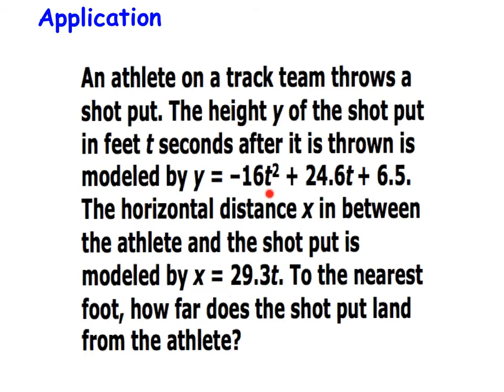We first need to solve for t using the quadratic formula. Then we're going to take that t value that we get there and plug it in here to determine just how far that shot put happened to go. So there's our problem. So let's go ahead and work through this.